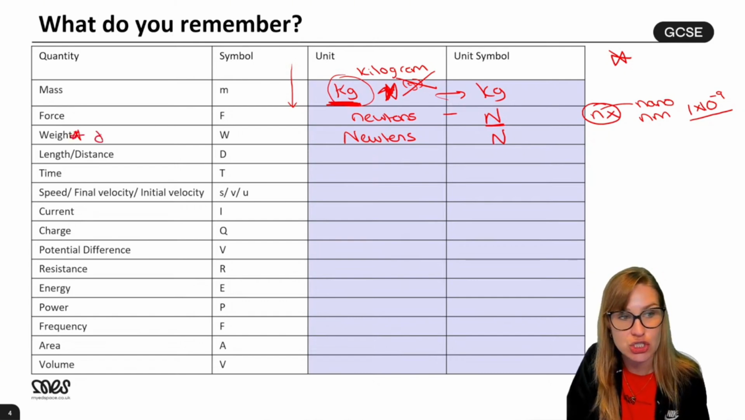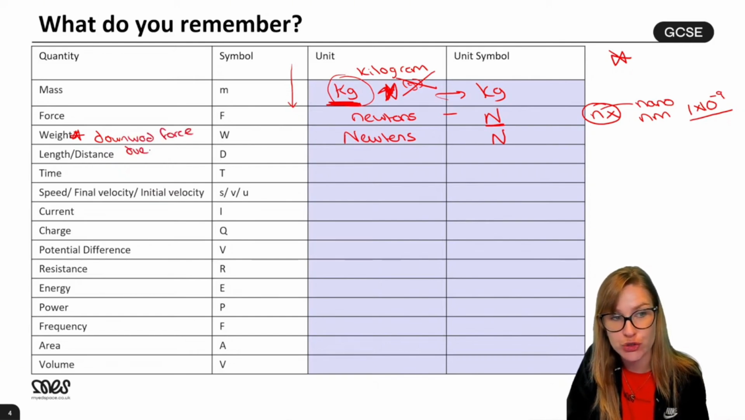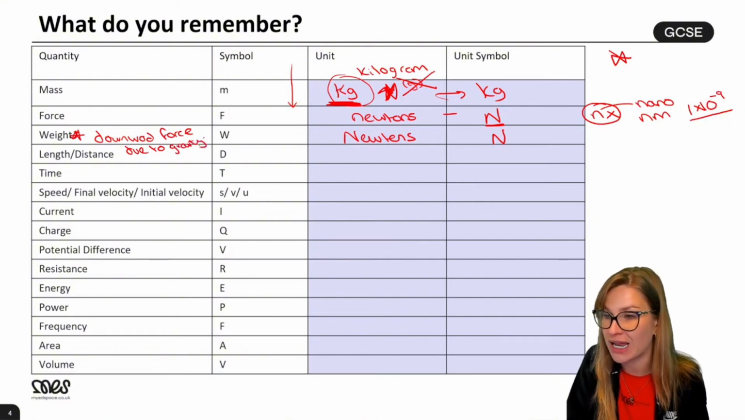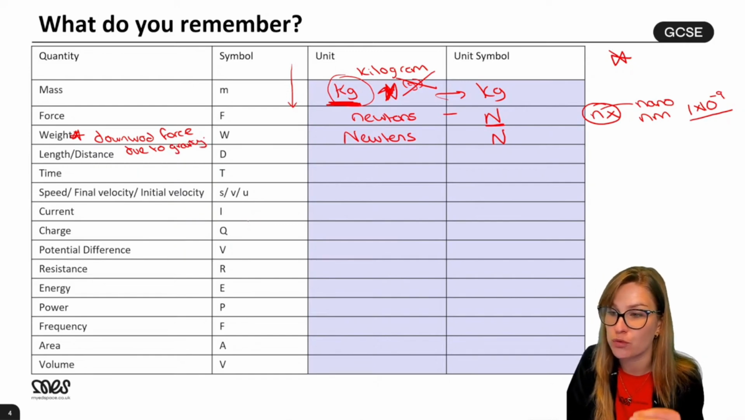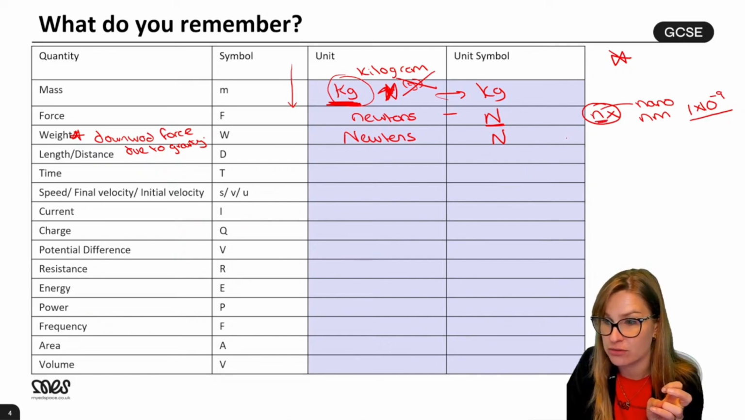Weight is the downward force due to gravity. Weight is a downward force due to gravity. So just make sure that we're starring that one, highlight that one. Just remember in your head, anytime you say weight, you think it's a downward force due to gravity, so it has to be a capital N. Just be careful, remember little n stands for nano.